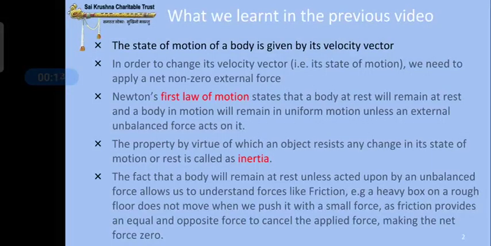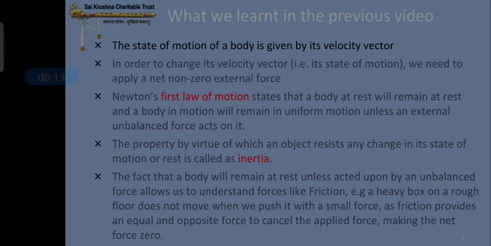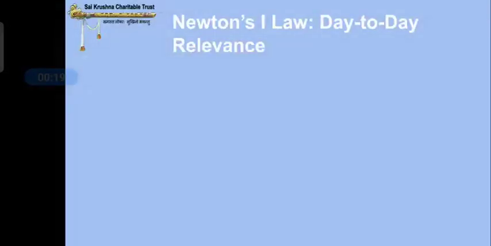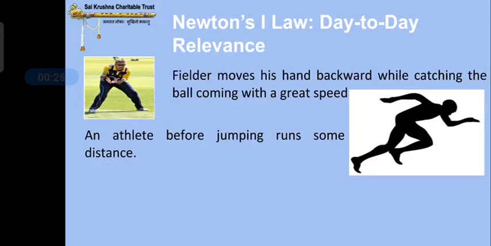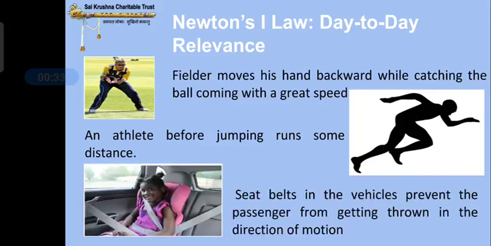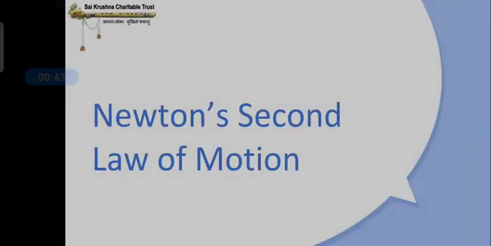So in the previous class we have studied about Newton's first law of motion and about inertia, right? So let's look at a few examples for Newton's first law. A fielder moves his hand backward while catching the ball coming with great speed. An athlete runs some distance before jumping, and seat belts in vehicles prevent the passengers from getting thrown in the direction of motion. Those are a few examples for Newton's first law.